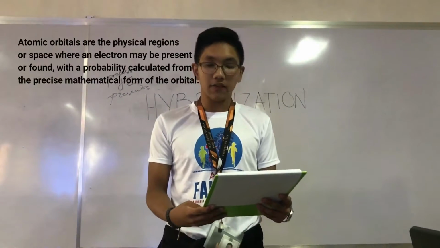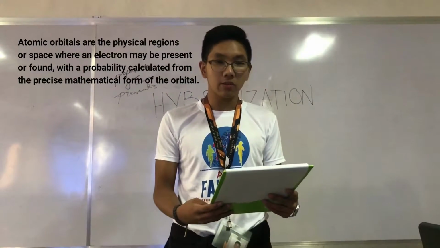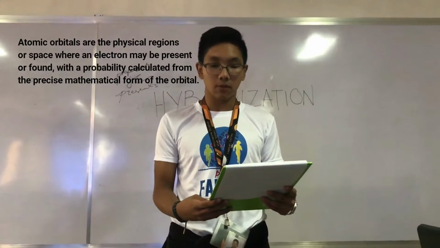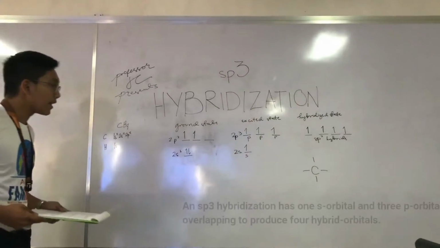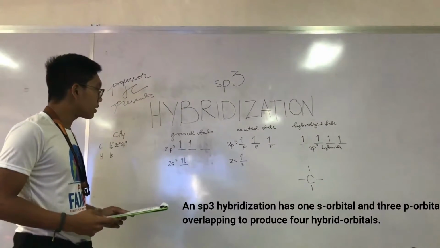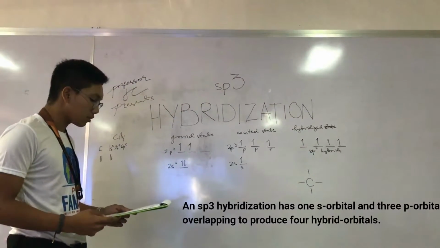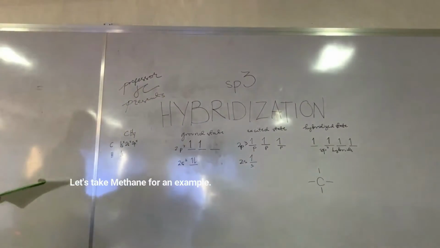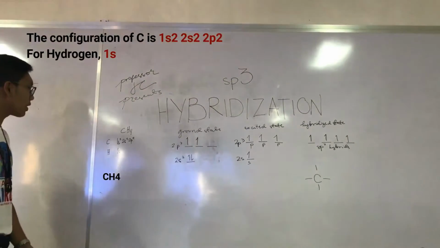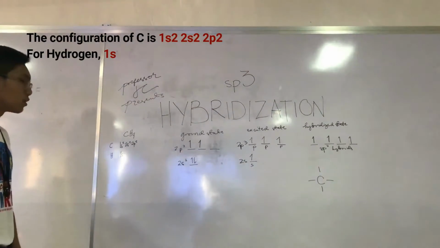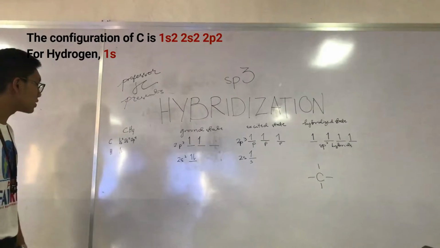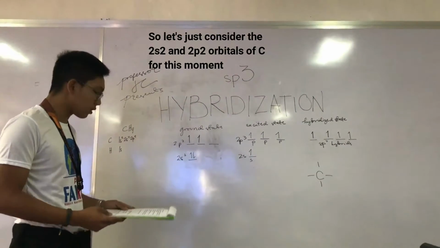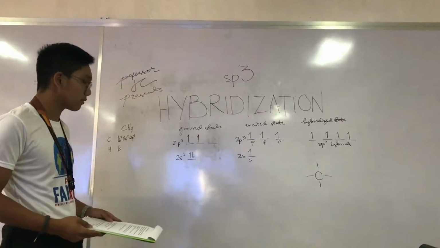Atomic orbitals are the physical regions or space where an electron may be present or found, with a probability calculated from the precise mathematical form of the orbital. An sp3 hybridization has one s orbital and three p orbitals overlapping to produce four hybrid orbitals. Let's take methane for example. Its formula is CH4 with a configuration of 1s2, 2s2, 2p2. For hydrogen, 1s. So we'll just consider the 2s2 and 2p2 orbitals of the carbon for this moment.